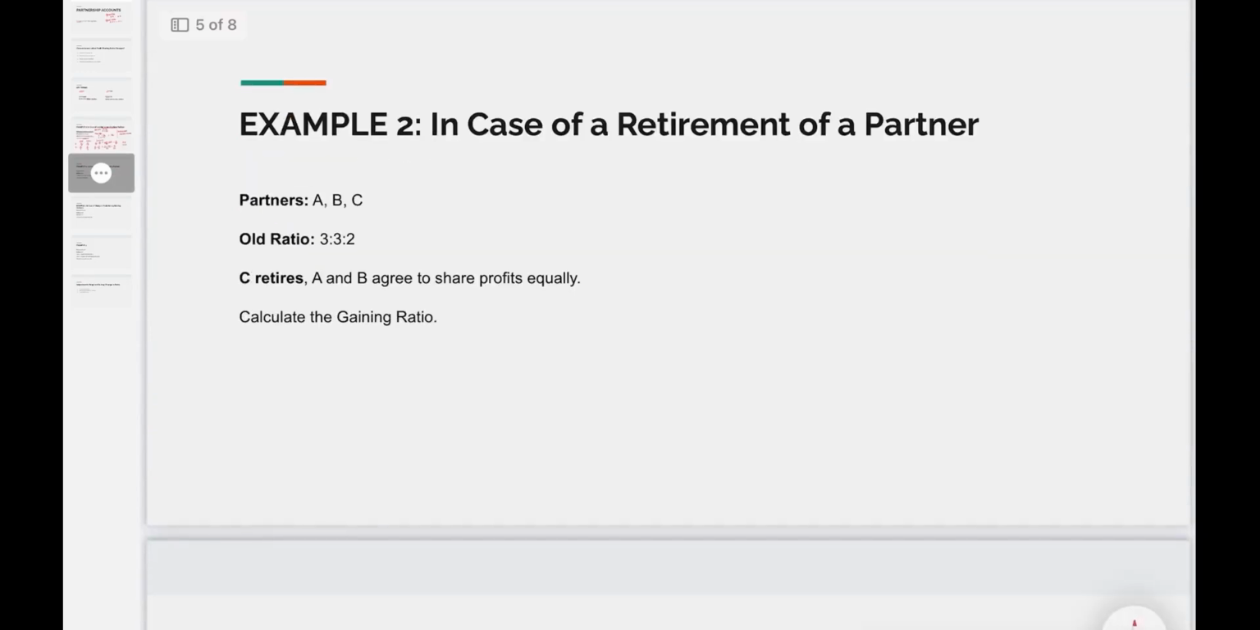Let's move on to the second example. It is in the case of retirement of a partner. So in case of retirement of a partner, the outgoing partner's share is generally gained by the remaining partners. Here the old ratio was 3:3:2, and after the retirement of C, A and B decide to share the profits equally. That means A and B will share in the ratio 1:1. Earlier the ratio was 3:3:2. That means A was 3 by 8, B was 3 by 8, C was 2 by 8. And the new share is half for each because there are two partners.